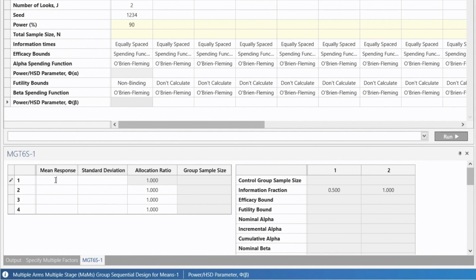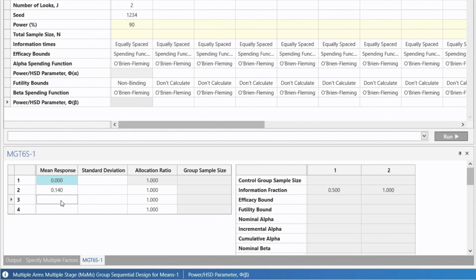However, as mentioned previously, if one arm were to be performing poorly, you have the opportunity to drop that arm without affecting the overall type 1 error control. In this particular case, they looked at the effect sizes in terms of difference from control. And thus the first row here will be taken as being the control arm with a mean response of 0.